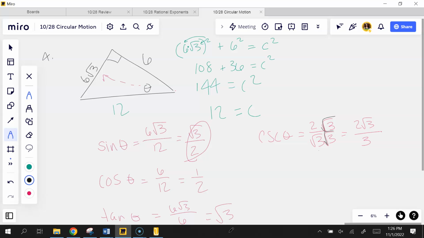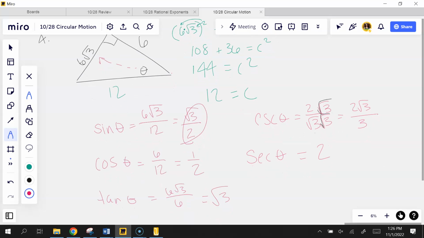All right, try the next one. How about secant? Secant, oh, that was an easy one. The next one, so I got 1 over square root of 3, but I can't leave the square root of 3 in the bottom. So I do root 3, root 3.